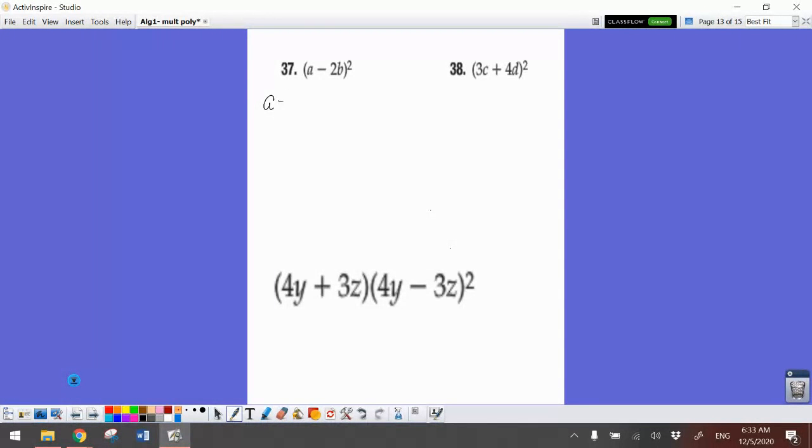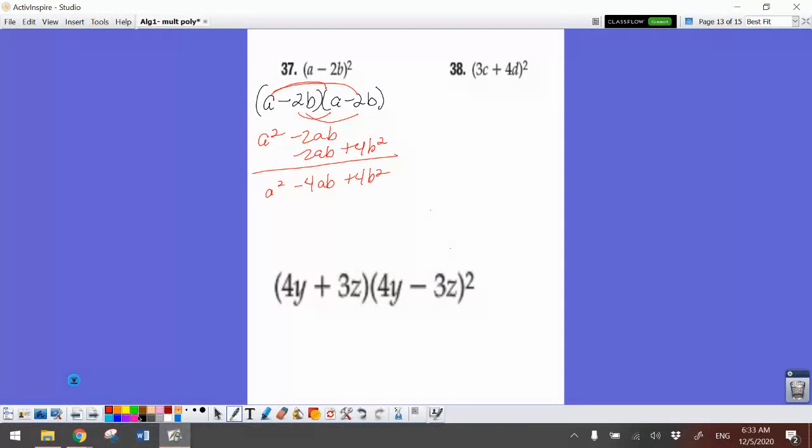All right, I'm going to go ahead and do this first one using distribution. So again, power of 2 means I have 2 of them. So I wrote out 2 of them. A times A is A squared minus 2AB minus 2AB plus 4B squared. Notice how these are the same. Okay, that's important as we move forward here. So minus 4ab plus 4b squared.